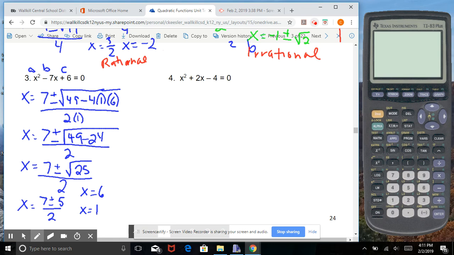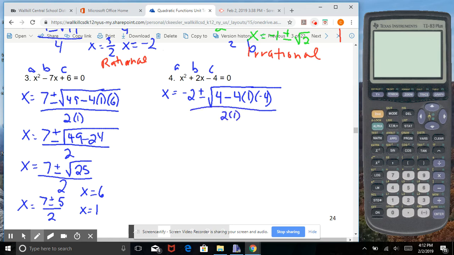So one last example with you. Again, we have A is 1, B is 2, and C is negative 4. We start by plugging it in. Negative B would be negative 2 plus or minus the square root of B squared, which is 2 times 2 or 4, minus 4 times 1 times negative 4. Really important to make sure you're including the signs there. All divided by 2A, which is 2 times 1.